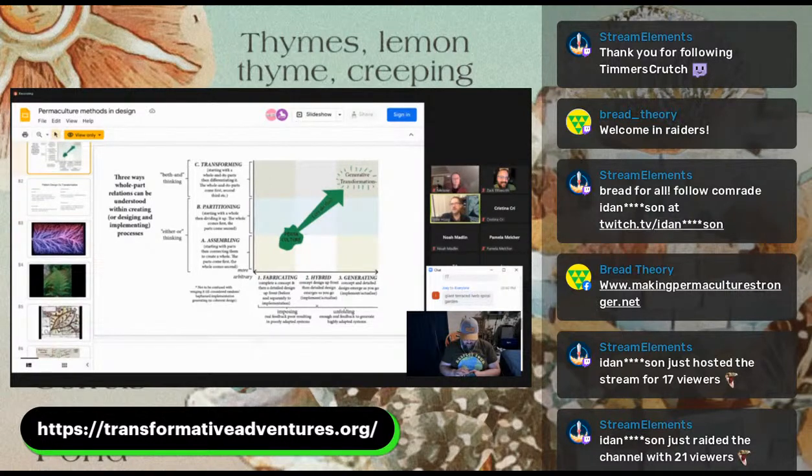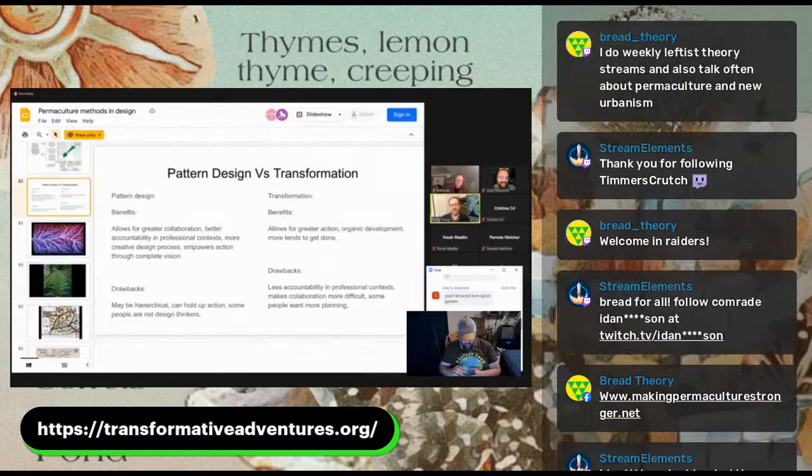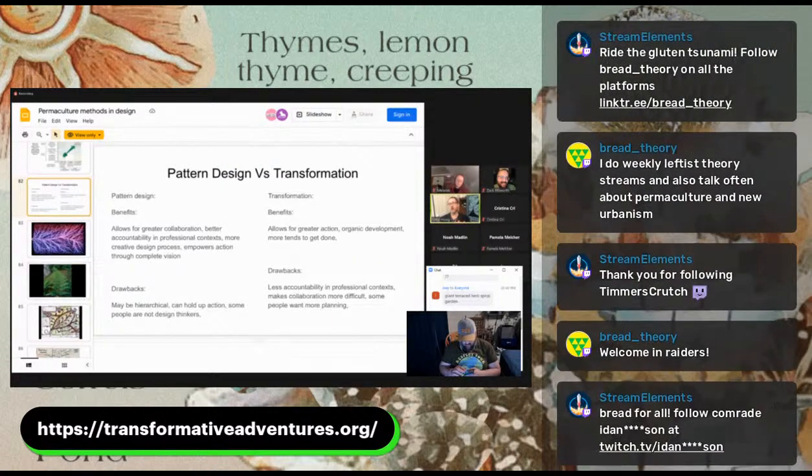To me, I like both. So if you look at my book or this class, I always recommend that we do phases of both, that we do design and have a design, but that we also take an attitude of transforming things through these transformative adventures kinds of processes.